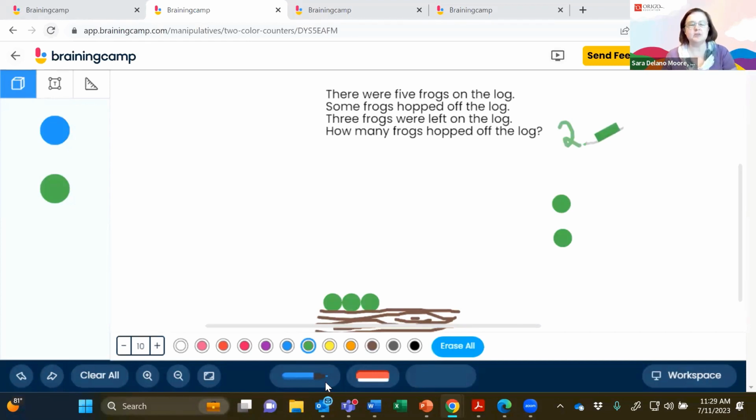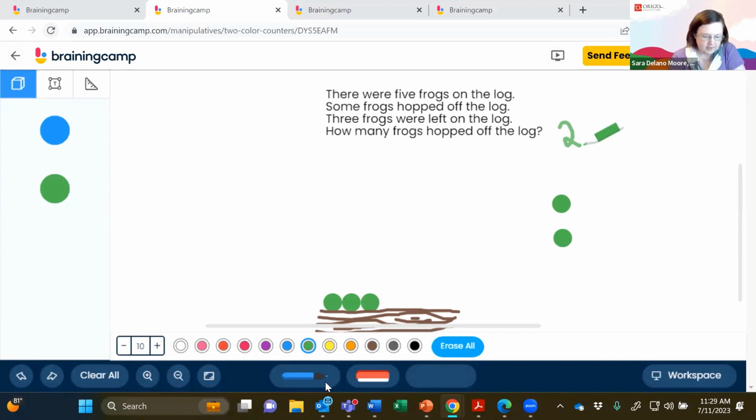I acted out the story. In this case, it's a change unknown situation. I know the beginning and the end, and I'm trying to figure out what's happening in the middle. But I would use the same approach if the problem said 5 frogs, 3 hopped off, how many were left? Or 2 hopped off, how many were left?